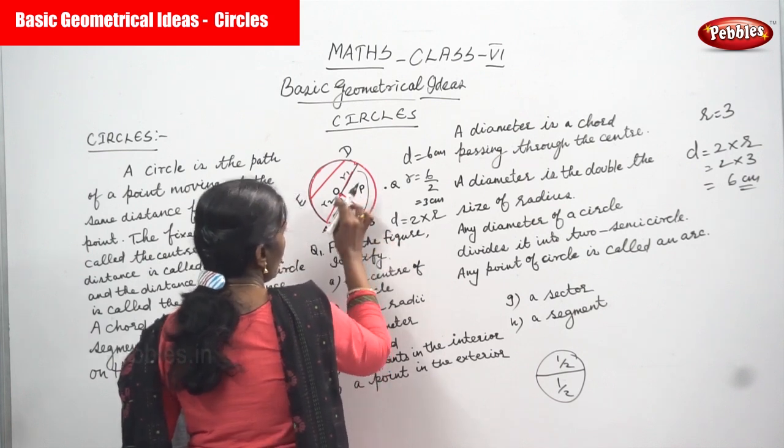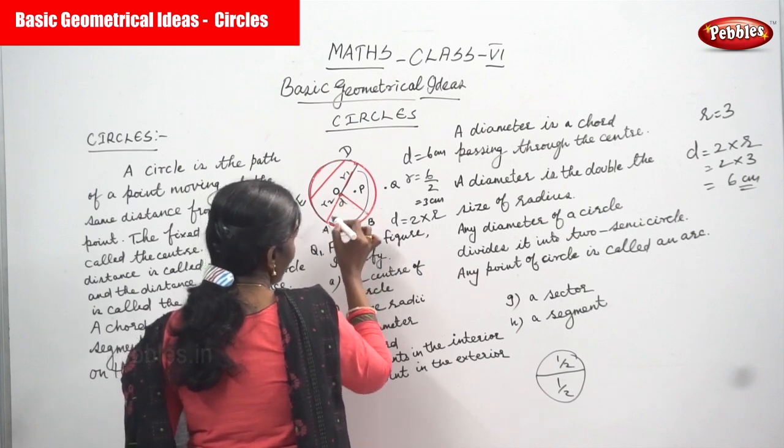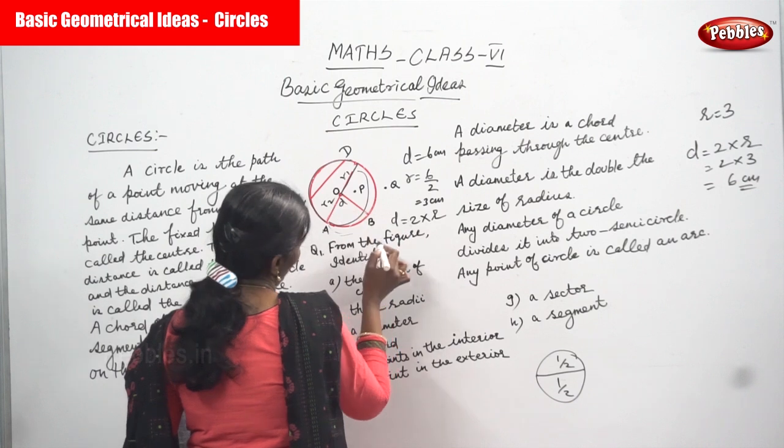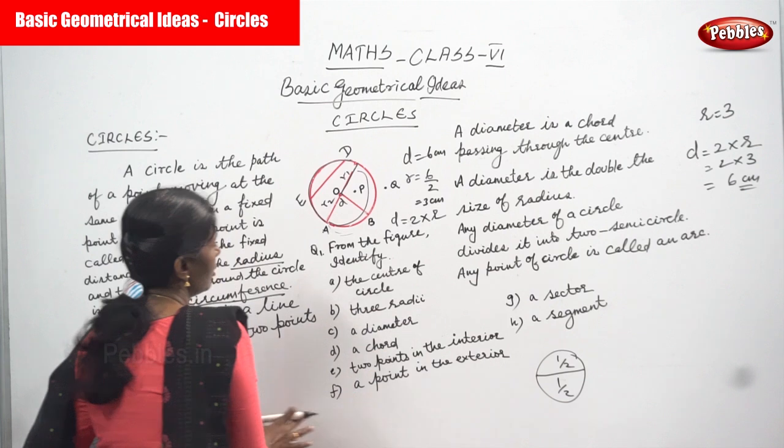So this particular OAB is like a triangle, but this OA is a radius and this OB is also a radius and AB is an arc. Okay, I think so from the diagram.